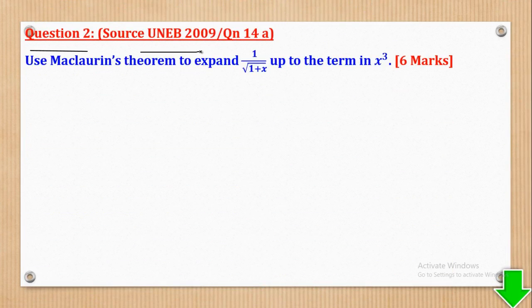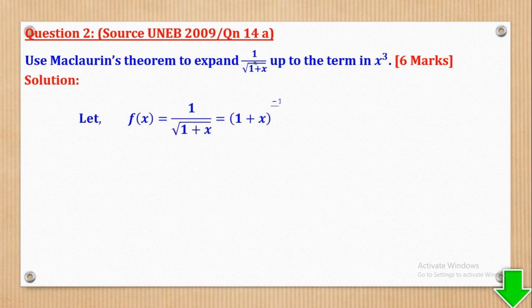Then question 2 came from UNEB 2009, paper 1, question 14a, and says, use Maclaurin's theorem to expand this after the term in x cubed. So that means that f(x) is 1 over root of 1 plus x. By indices, this is the same as this. We are rewriting this form so that we can easily differentiate. So when I put 0 here, I'll come up with f(0) as 1.